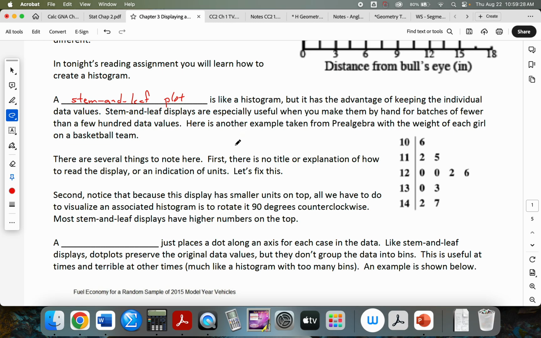which cracks me up. I'm like, a few hundred? A stem and leaf plot by hand? Really? That's what your book says. It just made me laugh. I was like, if it's more than 20, I'm out.